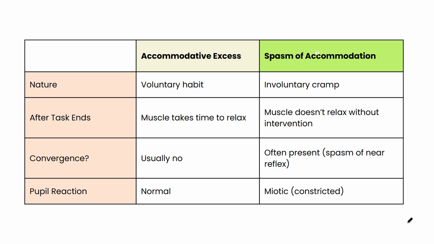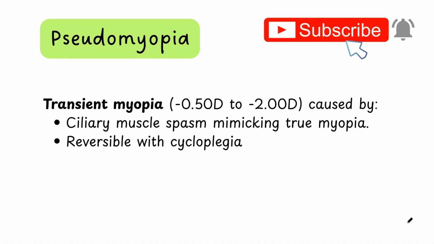Let's summarize this in the form of a table. In accommodative excess, it's basically a voluntary habit. Here, whenever the patient looks at a near object, the muscle tries to contract more. There's excessive accommodation and this excessive contraction of the ciliary muscle. However, this muscle takes some time to relax. It does relax, but it takes some time. It is not associated with convergence or with pupillary reaction. However, in spasm of accommodation, it's more of an involuntary cramp. The muscle here doesn't relax without any intervention and it is associated with the spasm of near reflex, that is convergence, and miosis, that is constriction of the pupil.